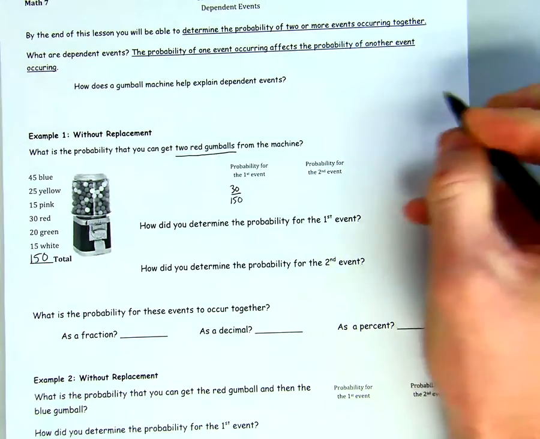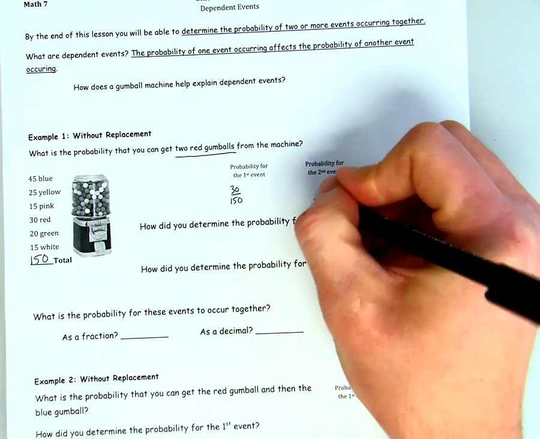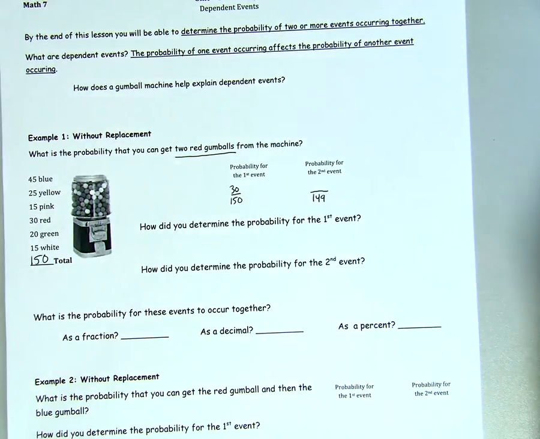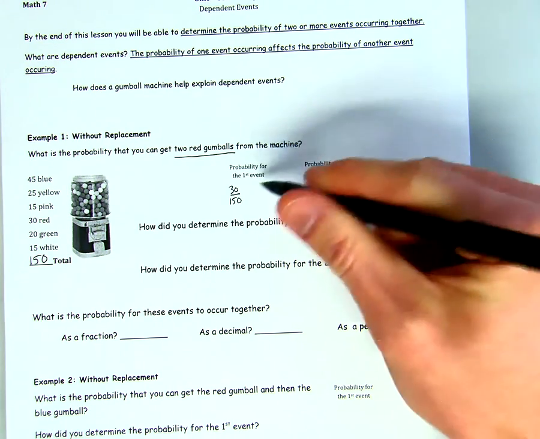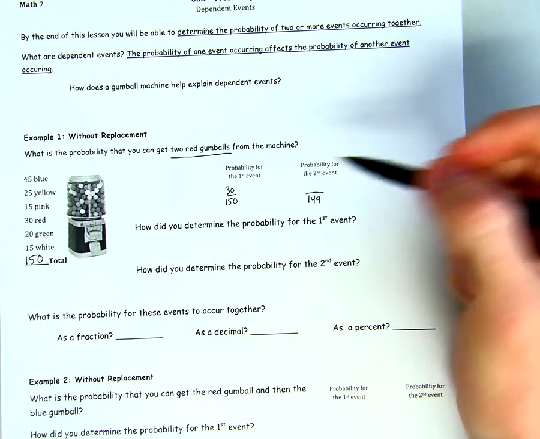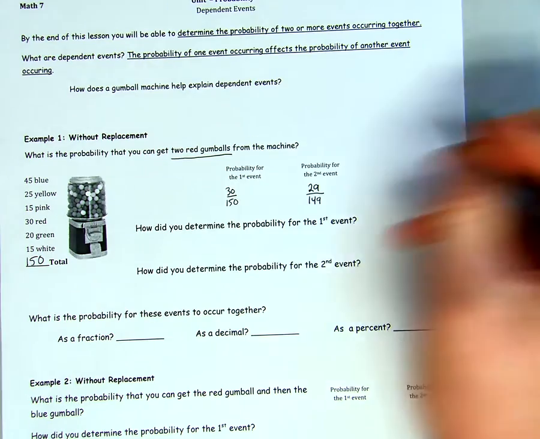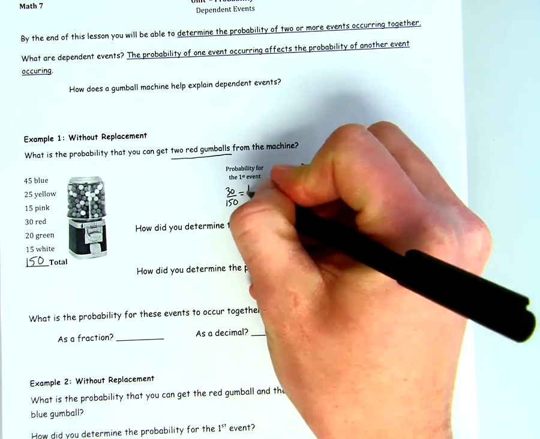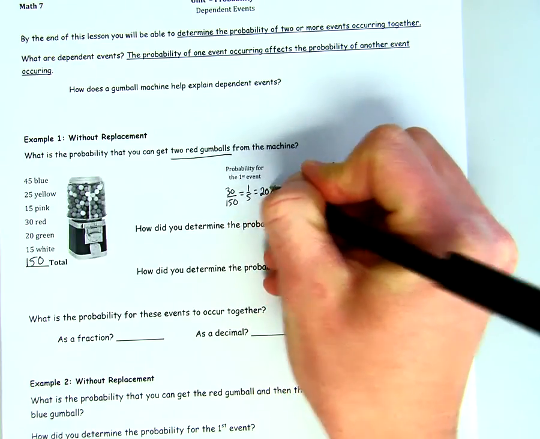Okay? So after that first gumball is picked, I have one less total gumball in there. So the probability of my second event is going to be out of 149. Not only do I have one less gumball in there, I have one less red gumball because I actually picked the first one. So I'm not going to have 30 red gumballs to choose from. I'm now only going to have 29. And if I simplify the first one, I get 1 over 5, or it is a 20% chance, 0.2.